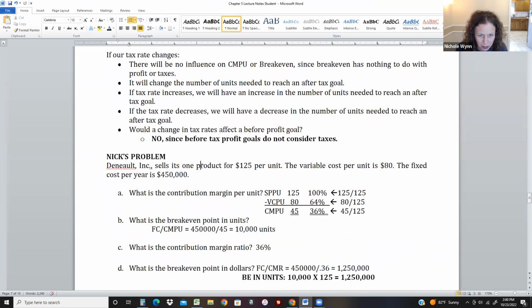And so on Nick's problem, we sell them for 125 and the cost is 80. So my contribution margin is $45. To get the CMR, which I will only need in a few minutes. And so the answer for letter A is $45. And then what is the break-even point in units?